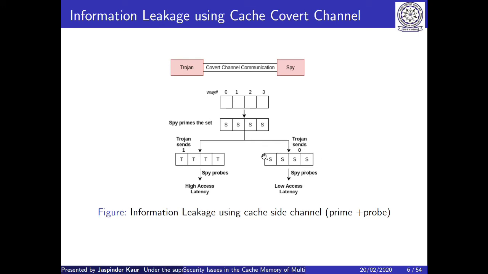But if the Trojan wants to send 1, then it will request some blocks which are again mapping to the same set.